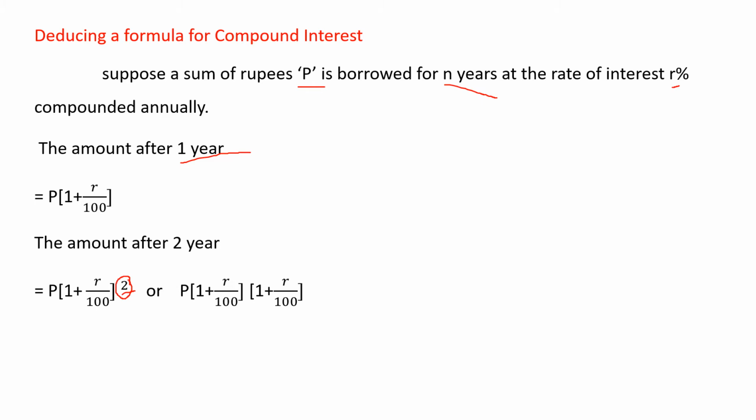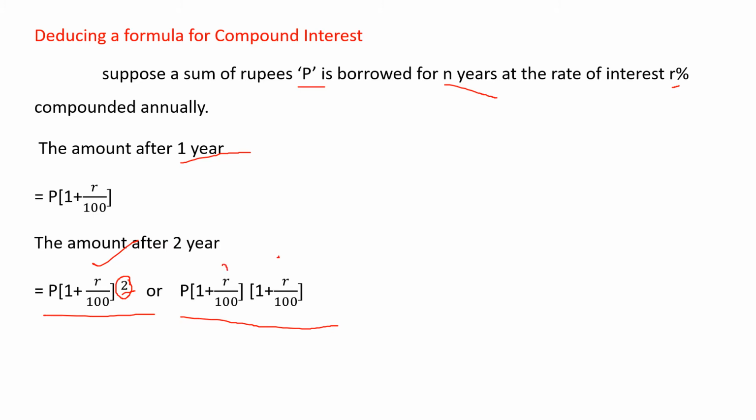Or you can write P into 1 plus R by 100 whole square, which means 1 plus R by 100 is multiplied 2 times. Instead I have written it in the short form, whole square. Or else you can write P into 1 plus R by 100 into 1 plus R by 100. This is a lengthy formula, right? So you can follow this one, children, this is easy. For 2 years we write 2, you multiply 2 times.